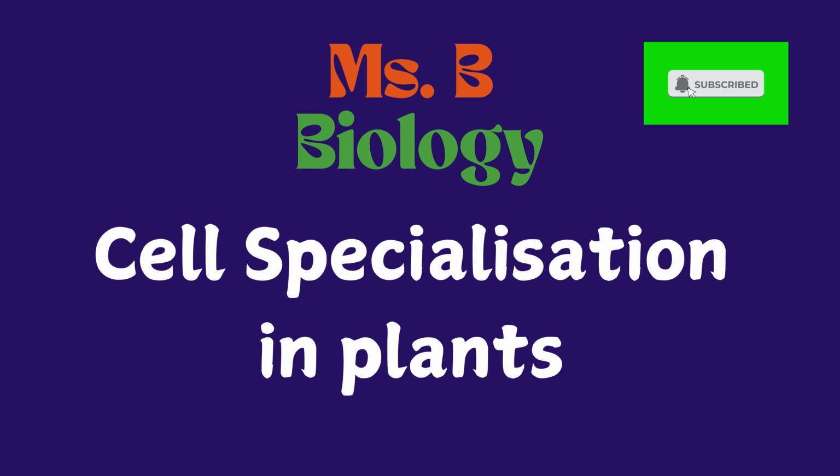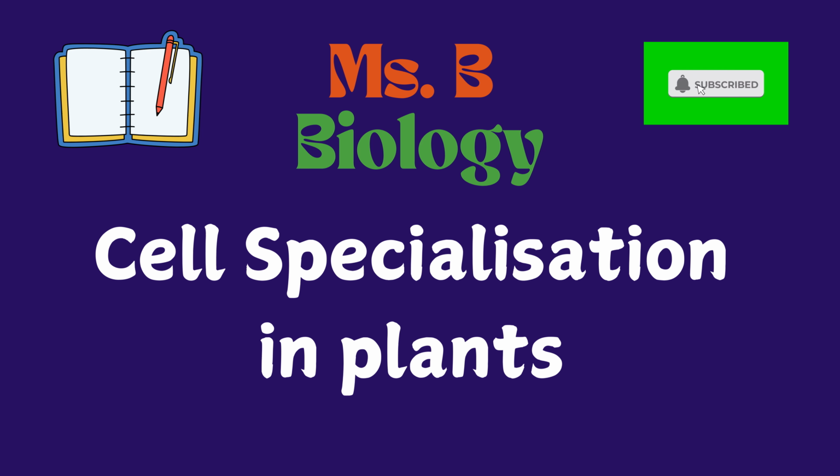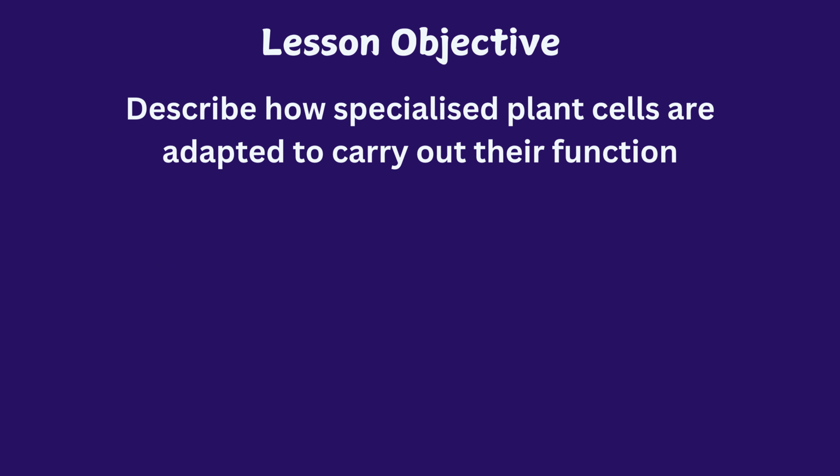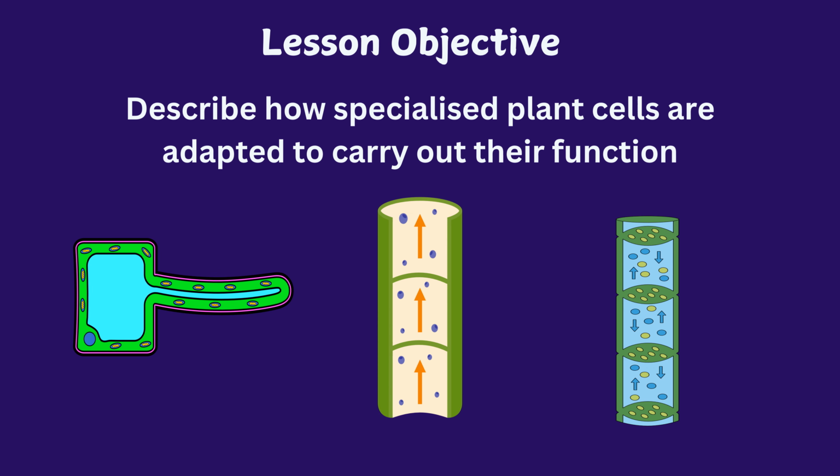This is a revision lesson on the topic cell specialization in plants. So grab your book and grab your pen and let us begin. The lesson objective is to describe how specialized plant cells are adapted to carry out their function. We'll be looking at the root hair cell, xylem cells, and phloem cells.